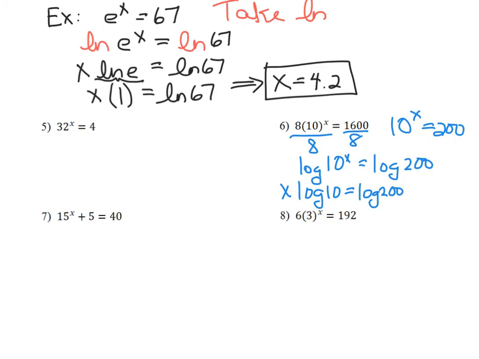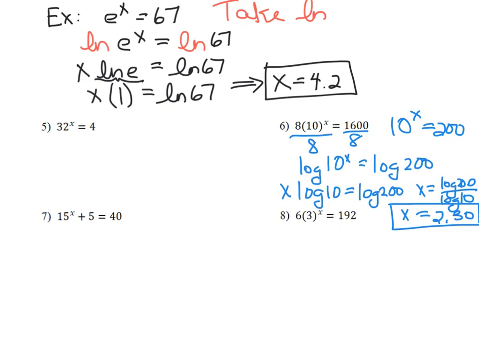And then we're going to divide both sides by log of 10. So x is equal to log of 200 divided by log of 10. And this is where we need our calculator. And it turns out, when I did this on my calculator, I got an answer of 2.30. And again, go back and check in your original equation.